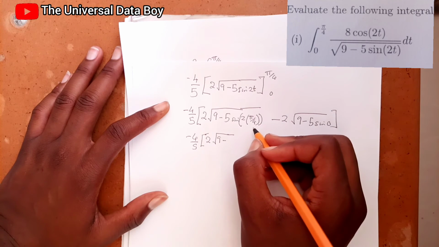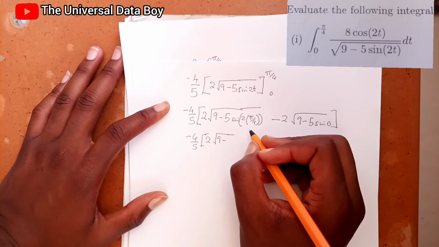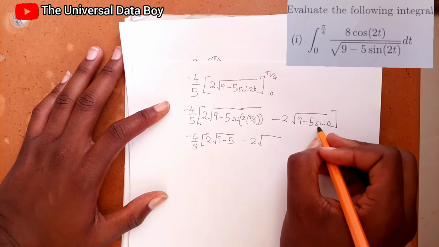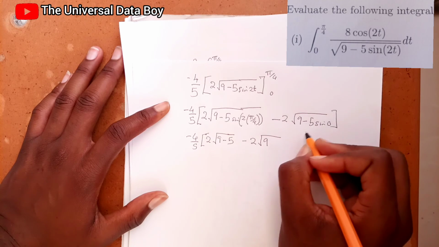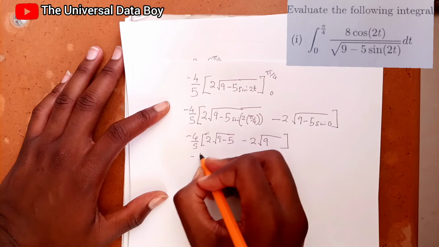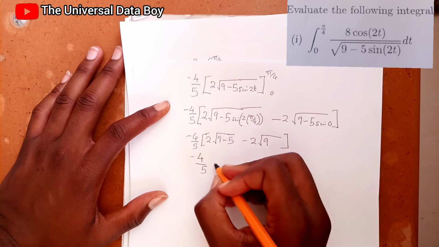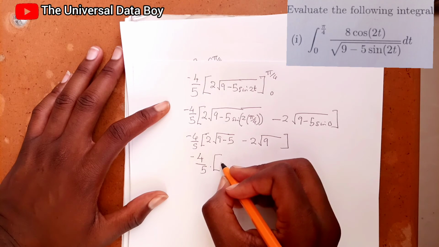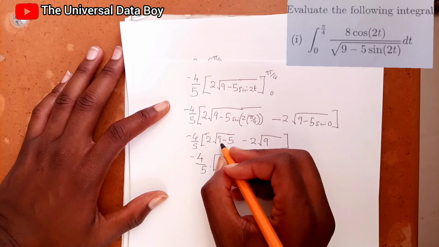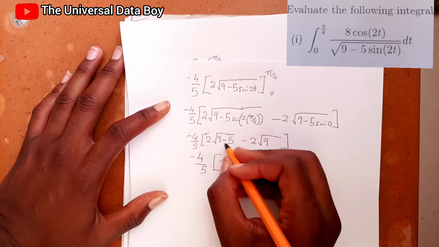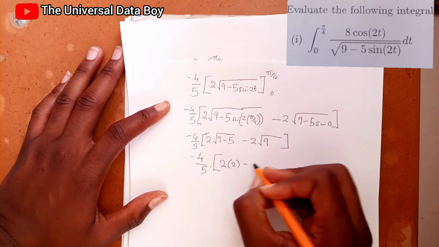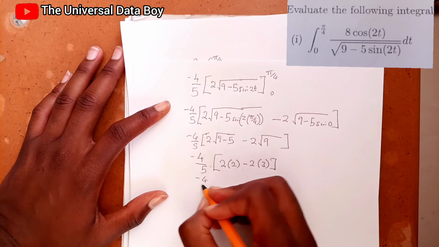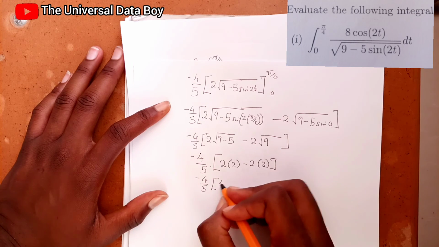Pi over 2 is 90 degrees, and sine 90 is just 1, so we're going to have this one as just 5. Then 2 sine 0 is just 0, so we're going to have 9 minus 0, which is just as good as saying 9. So 4 over 5 times the bracket 2. This one will be simply 4, because 9 minus 5 is 4, and the square root of 4 is 2. Then 2 minus the square root of 9, which is 3.